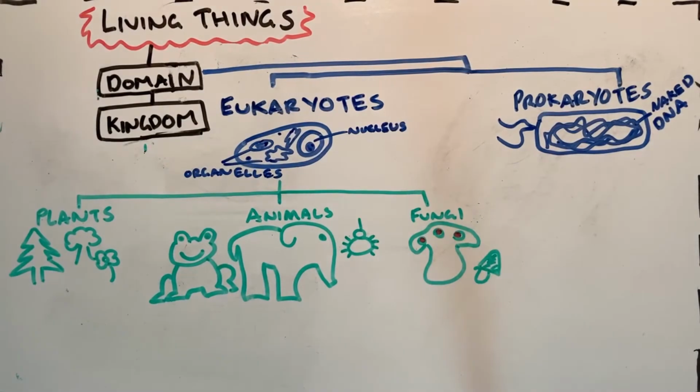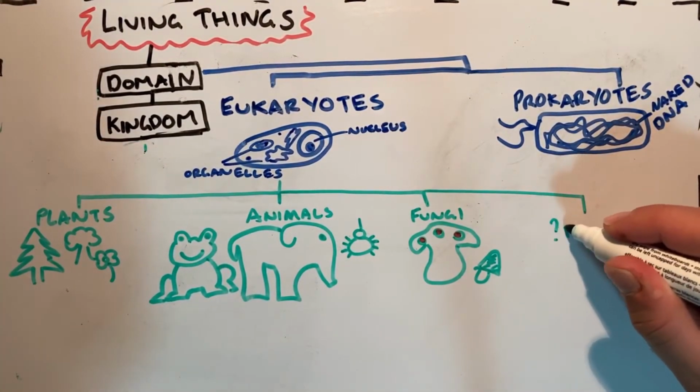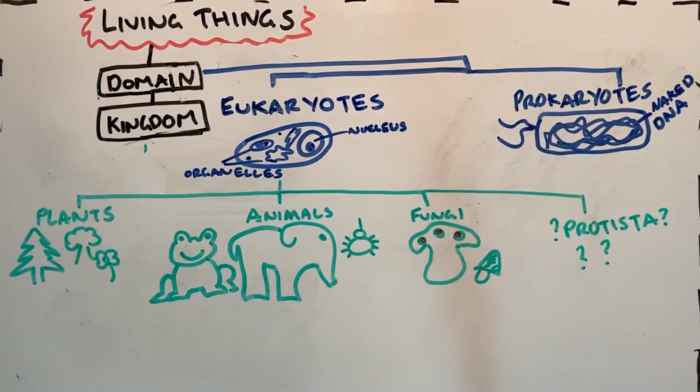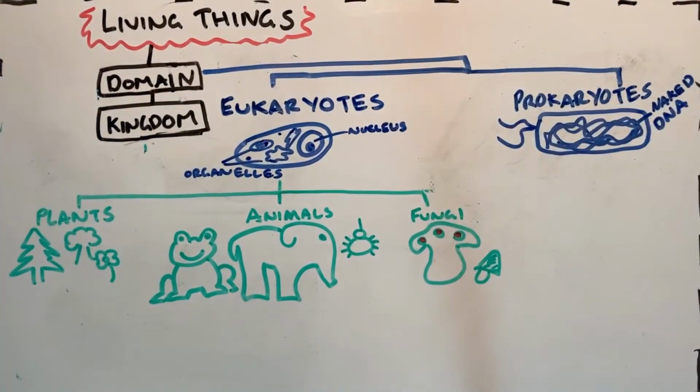Now, within the eukaryote domain, there's another kingdom or another couple of kingdoms, and they're usually microorganisms. Sometimes they're all lumped together and they're called protista. Sometimes they're called other things. This is where biology gets a little bit fuzzy. It's not always as black and white as we would like it to be.